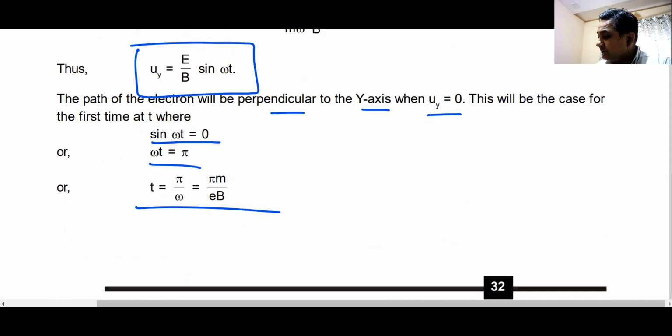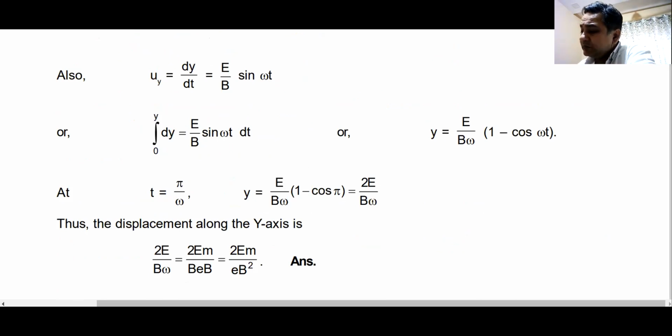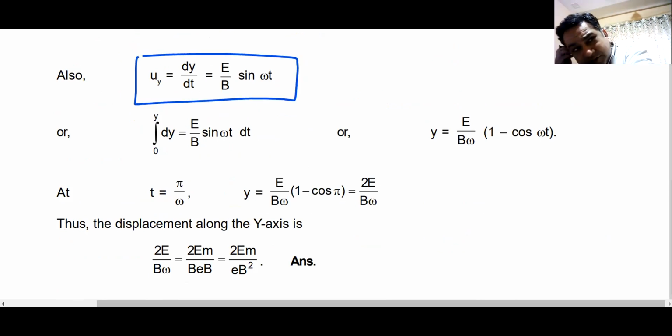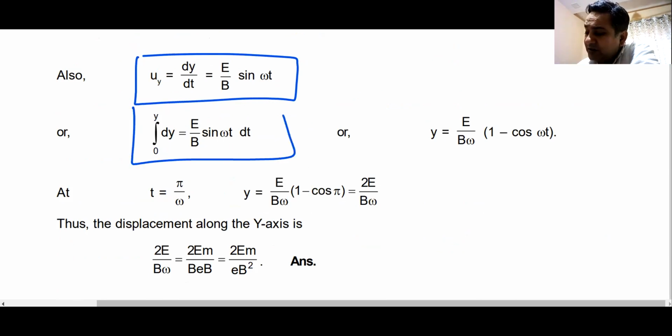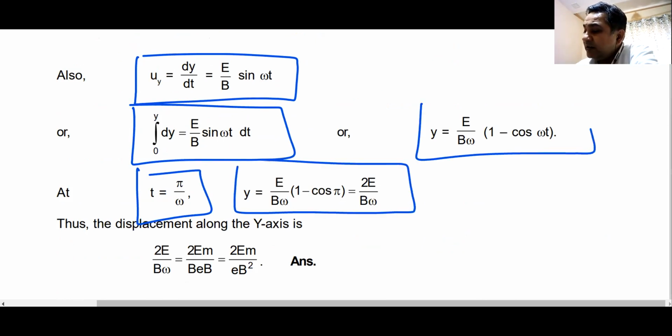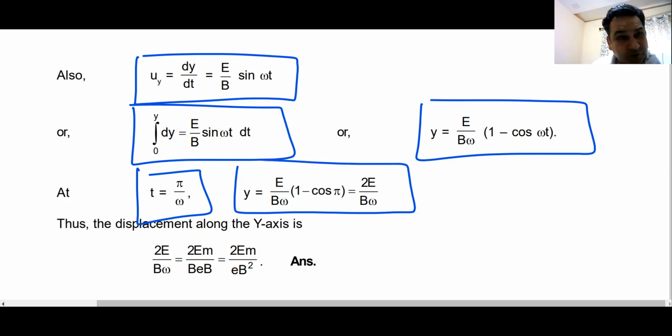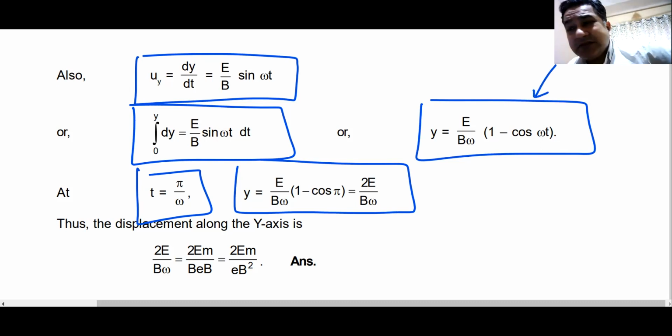Getting my point? Yes, sir. Then once you know the value of time, you have to find the y coordinate. Where does this happen? So you use uy is dy by dt. Then you start integrating, you know the value of time. You can get the value of y as a function of time. Once you put the value of time in this equation, you will find at what position this happens, at what value of y, or for that matter, what value of x this happens. Yes or no?